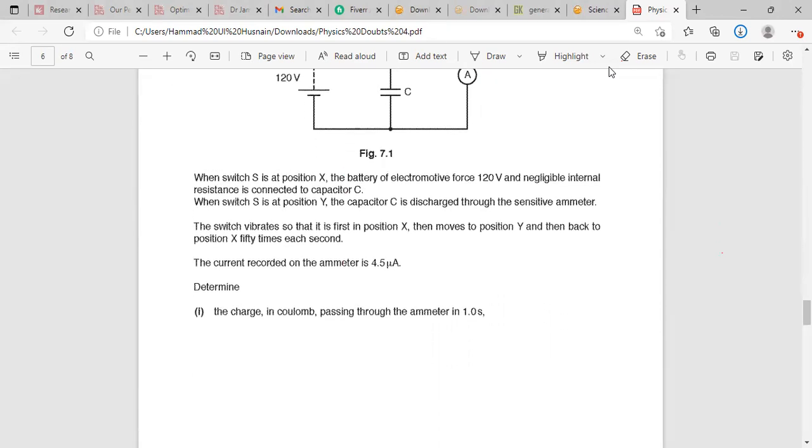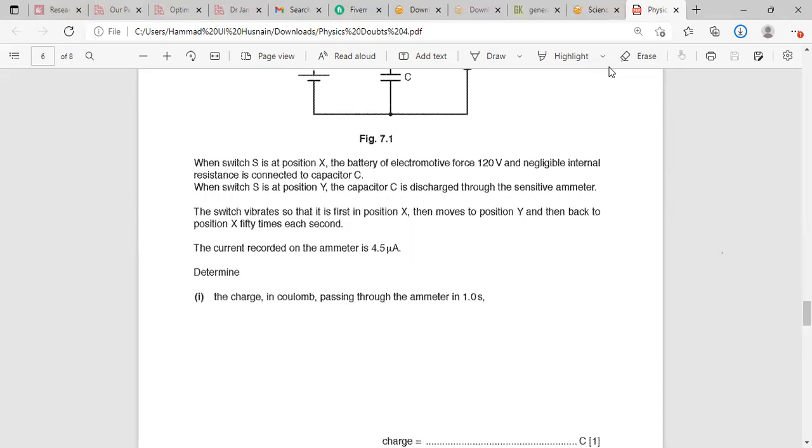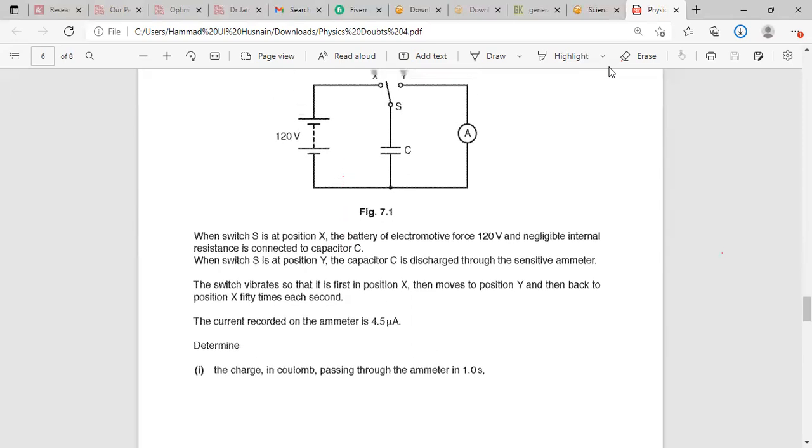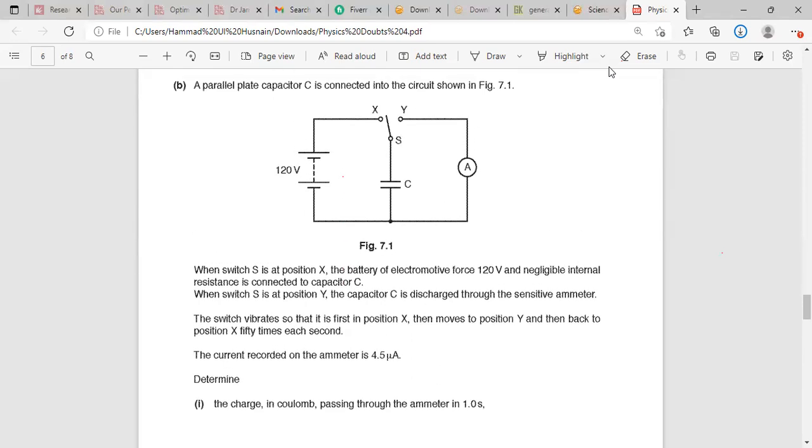Rani, in your marking scheme, its answer is 9.0 into 10 raised to power minus 8 coulombs. But in my opinion, it shouldn't be like that. Basically, just give it a try. Just divide 4.5 into 10 raised to power minus 6 by 120. Yes. You will get 3.75 times 10 to the power negative 8.